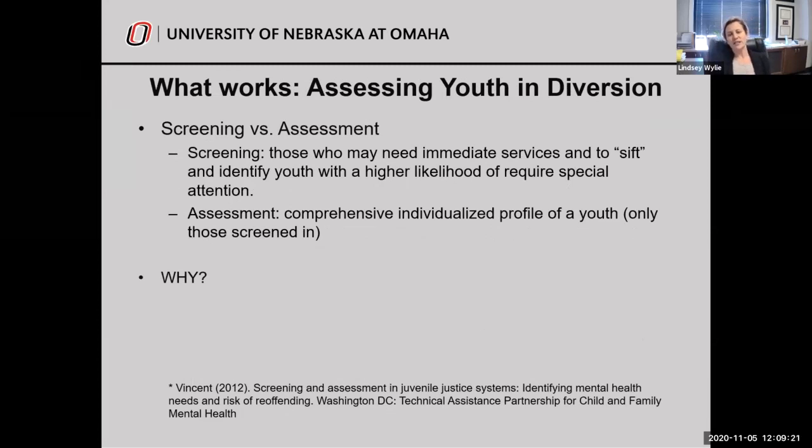All right, so assessing youth and diversion. There's basically screeners and assessments, which are two different things. So screening is being able to identify those who may need immediate services. So it's kind of like the first step, right?